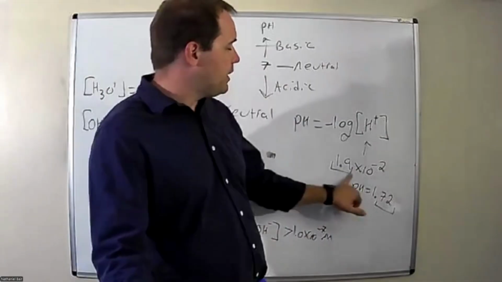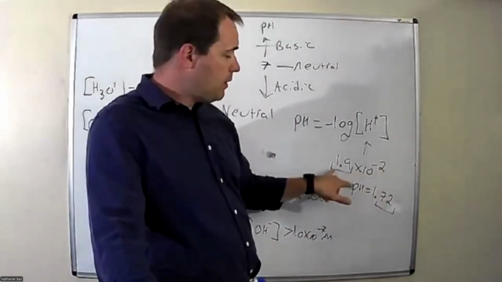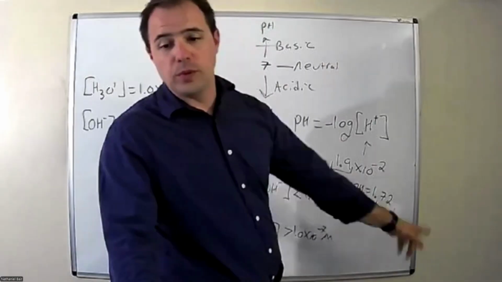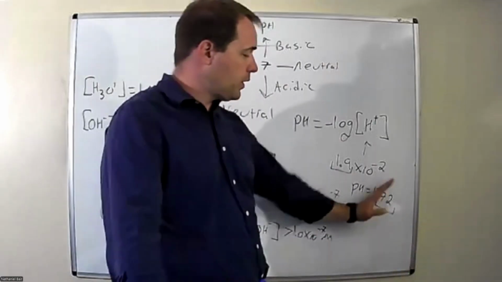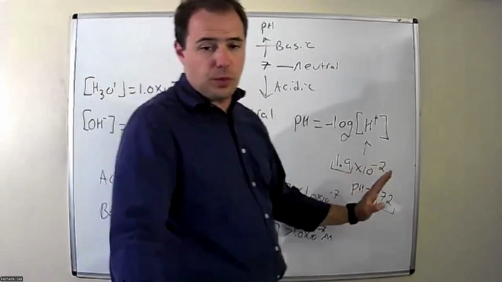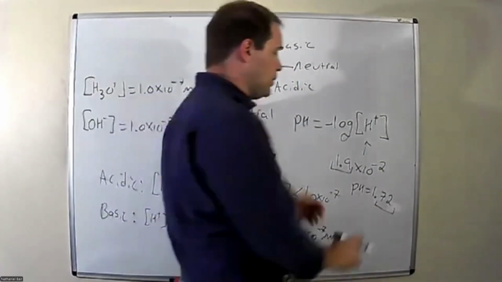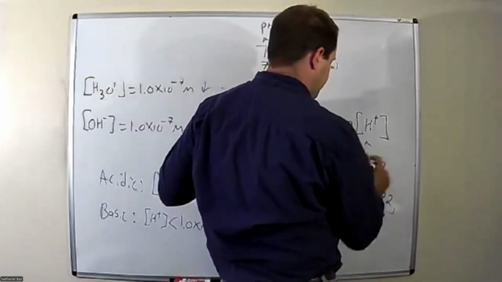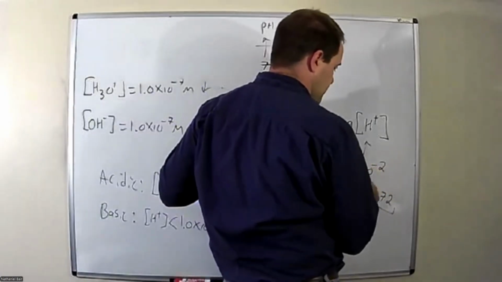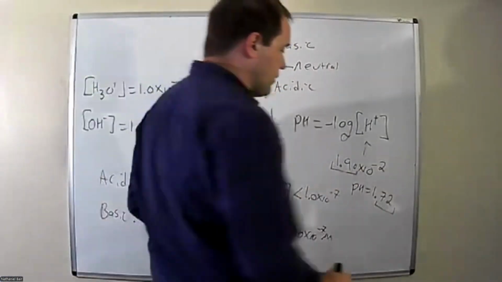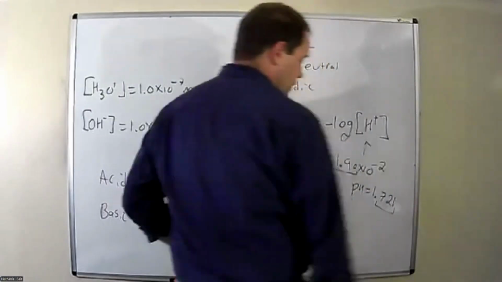So 1.9 times 10 to the negative second has 2 sig figs. So we have to go 2 places past the decimal. So 1.72, we went 2 places. What comes in front of the decimal doesn't matter. It's just what's after the decimal. That's how many place values you've got to go. If this was 1.90 times 10 to the negative second, that's now 3 sig figs. We'd have to go 1 place further. That'd be 1.721 as our pH.